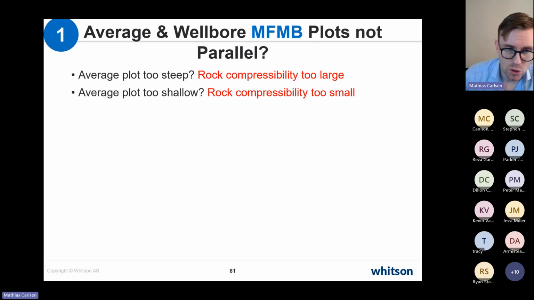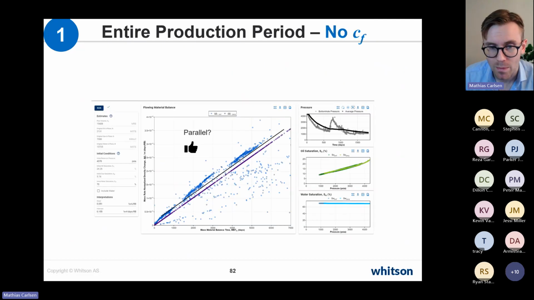And when your average plot is too shallow, the rock compressibility is too small. In this case, they reduced their rock compressibility to something that made more sense for them, and they basically got these parallel lines. Anyways, that was another thing you can keep in your tool belt. So it's kind of three things.